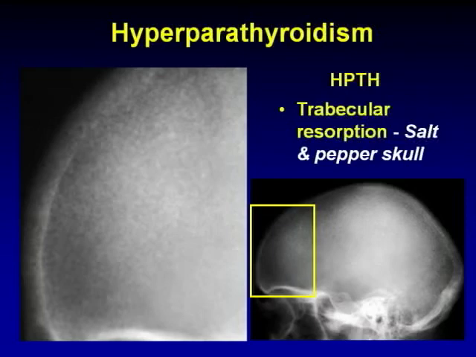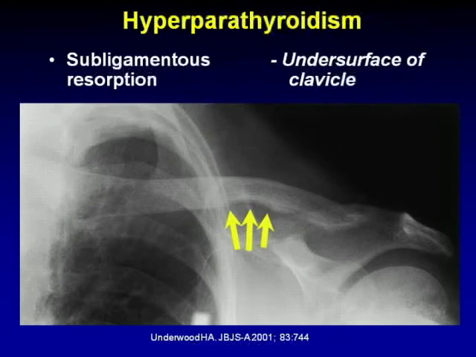Other types of resorption may also occur, trabecular resorption in the skull, resulting in the so-called salt and pepper skull. Bone resorption can also occur beneath ligaments, and this subligamentous resorption is seen as a subtle finding at the undersurface of the clavicle here.